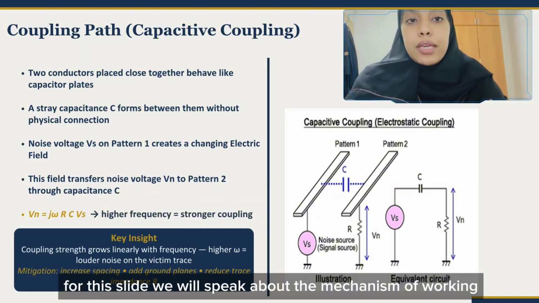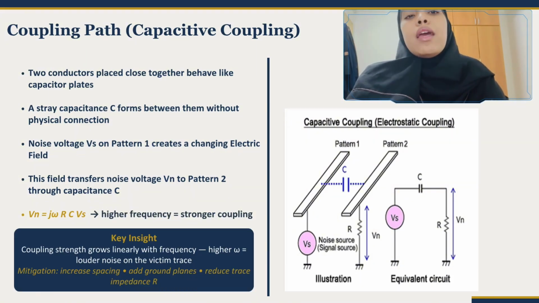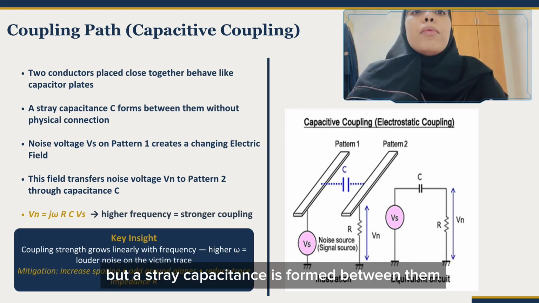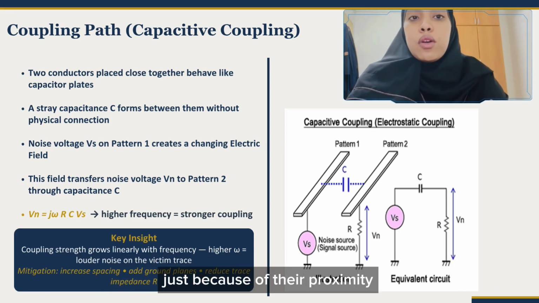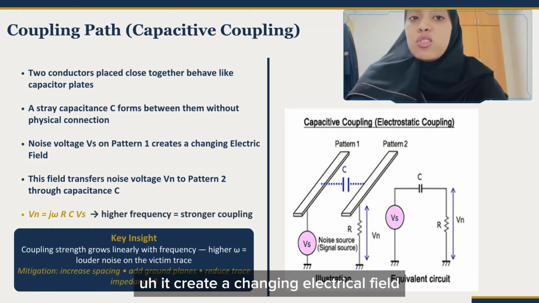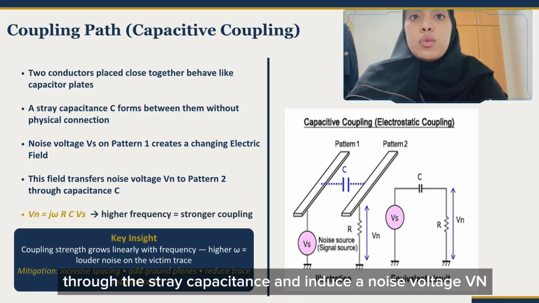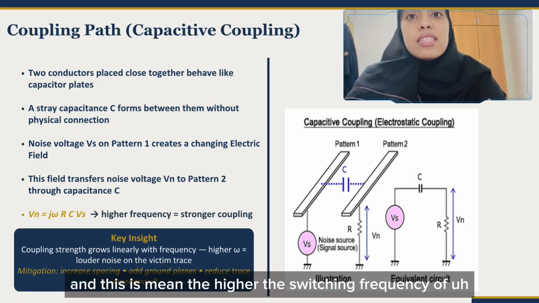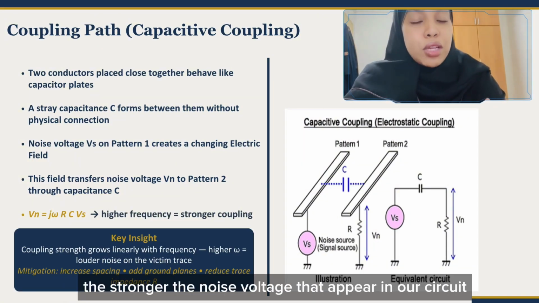For this slide, we will speak about the working mechanism of capacitive coupling. As you can see in the diagram, pattern 1 and pattern 2 are two conductors placed close to each other. Even though they are not connected, a stray capacitance is formed between them just because of their proximity. When the relay produces a changing voltage Vs, it creates a changing electric field. This field passes through the stray capacitance and induces a noise voltage Vn on the other side. The equation for Vn is j omega Rc Vs, and this means the higher the switching frequency of the relay, the stronger the noise voltage that appears in our circuit.